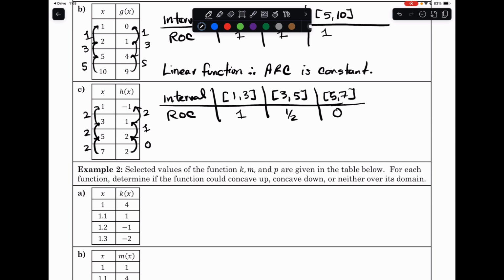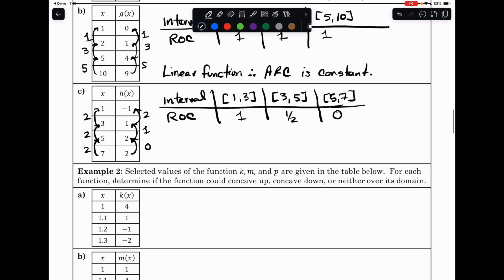So let's see here. It's not linear, obviously, because it's not constant. But let's see how it's changing. Here we go from 1 to 1/2. So that is a difference of negative 1/2. We go down by 1/2. And from 1/2 to 0, that's also changing by negative 1/2. So this could possibly be a quadratic, or we'll say it's a quadratic.